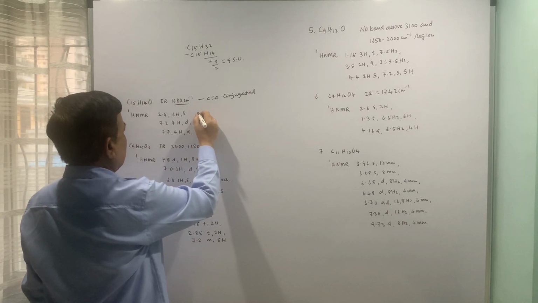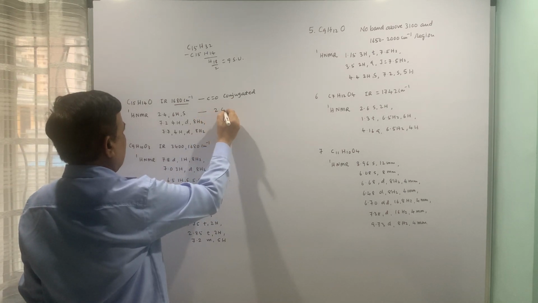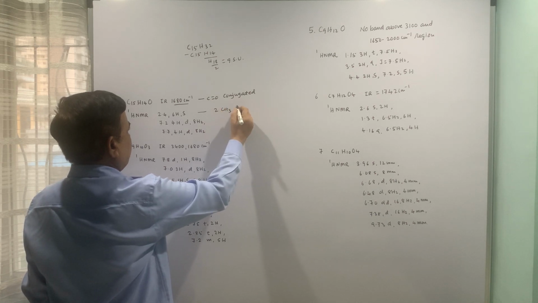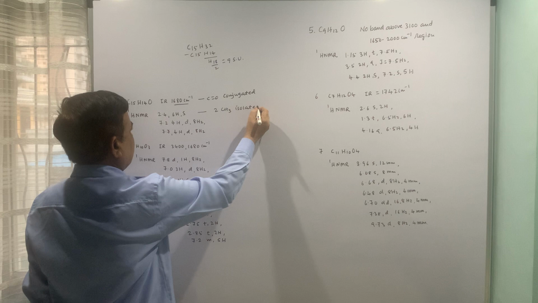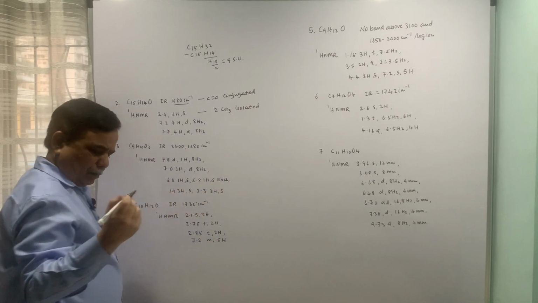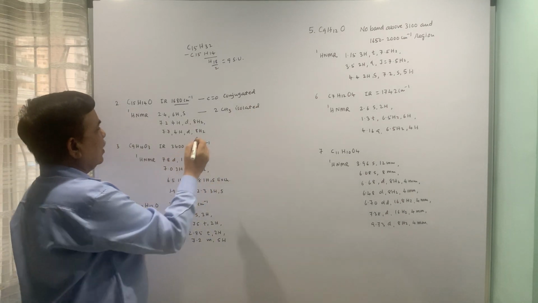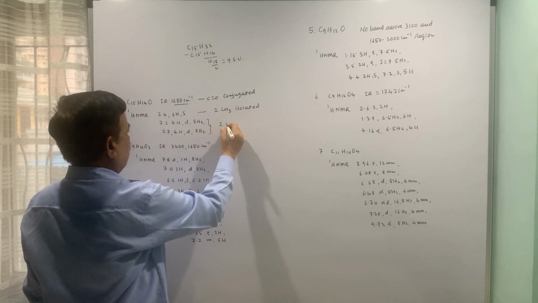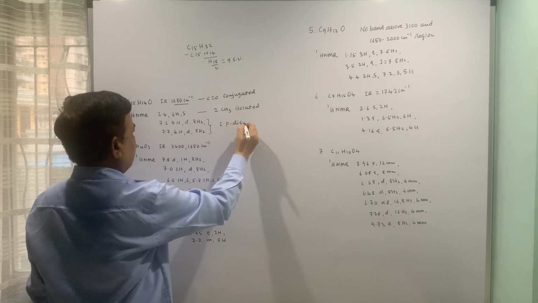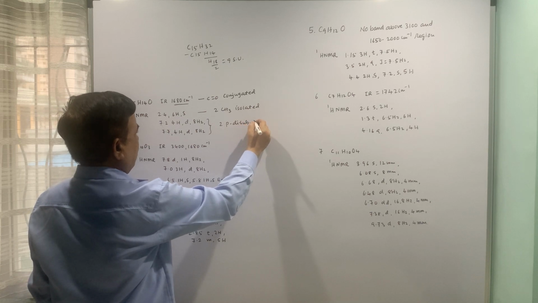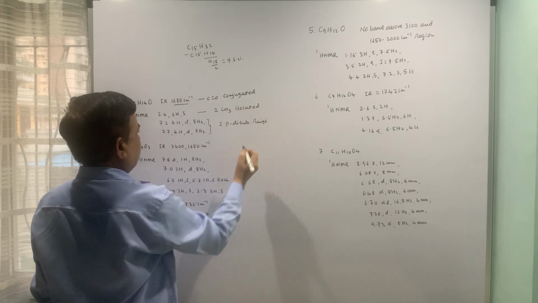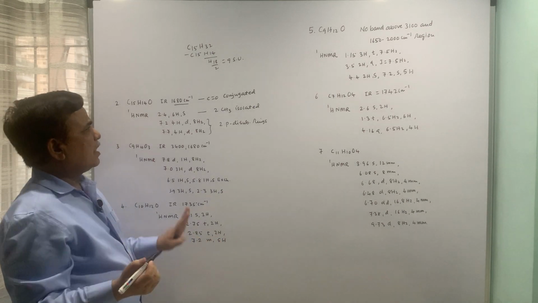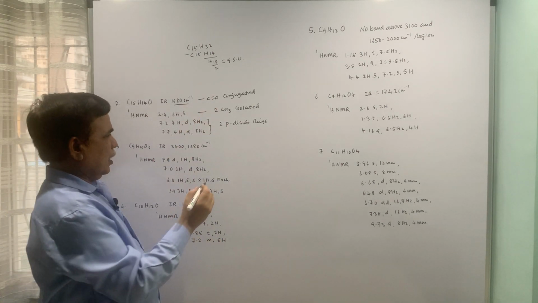6 proton singlet, probably 2 methyl groups which are isolated. Then this probably is 2 para disubstituted rings. So 2 rings means 8 sites, 1 site for carbonyl.